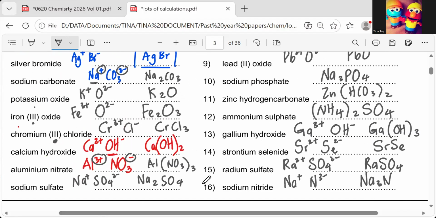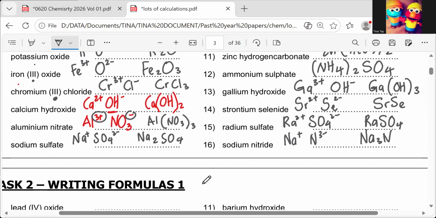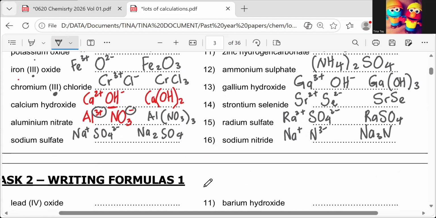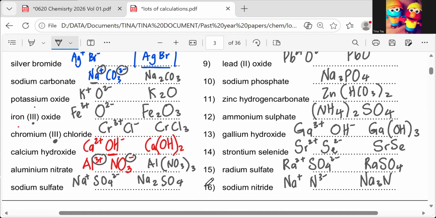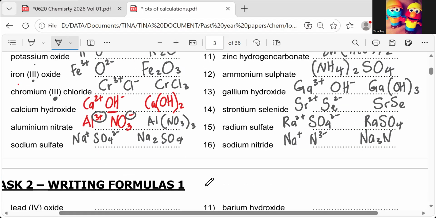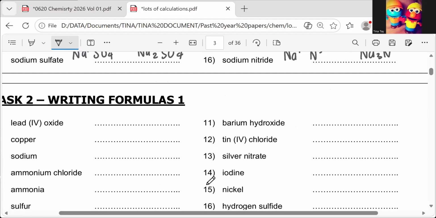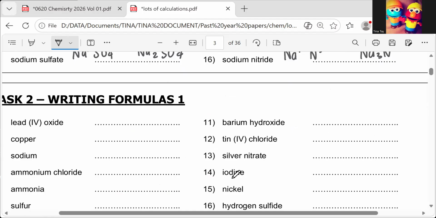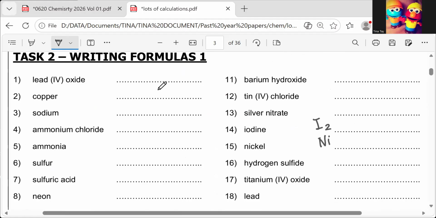No need to do all of them. You'll be sitting down here, I look at you, you look at me, writing all this. But what I want you to take note of is, for example, iodine. Iodine is just I2. Don't forget that. But what about nickel? Nickel is just Ni, because it's just an element.